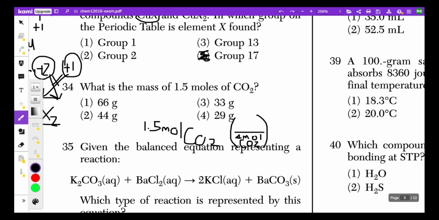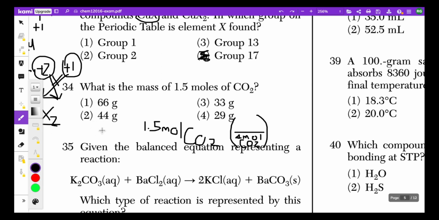In this case, you go to your periodic table, and you're going to take a look at the atomic mass of carbon. All right, so we have CO2, and we have the atomic mass of carbon.